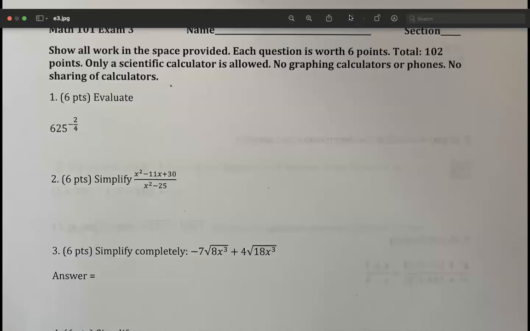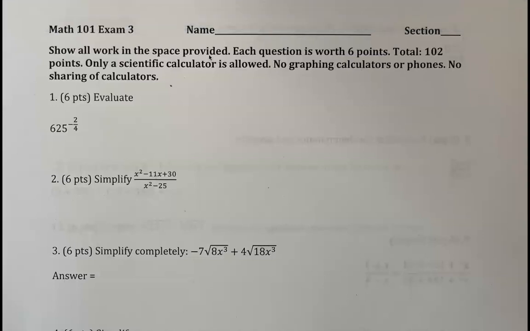Okay, this is exam 3 solution set. The first question is to evaluate this expression. And so we know negative 2/4 can be simplified as negative half. So the expression is 625 raised by negative 1/2.